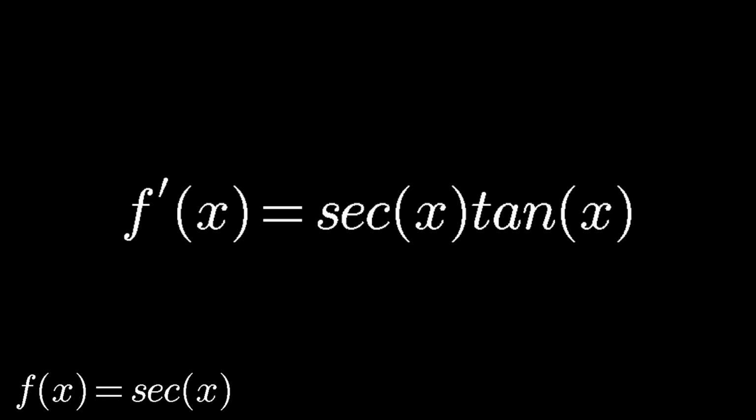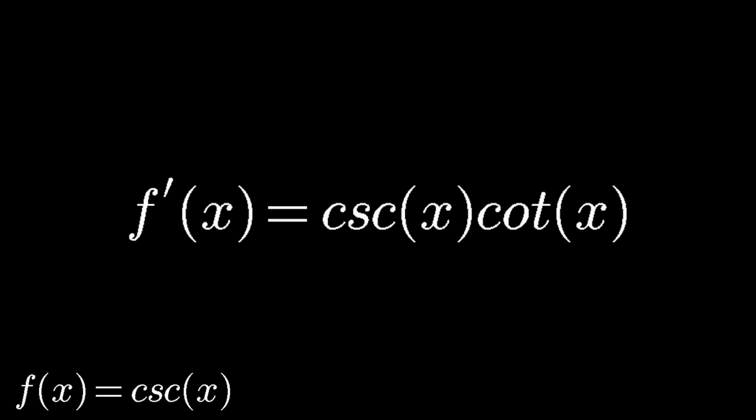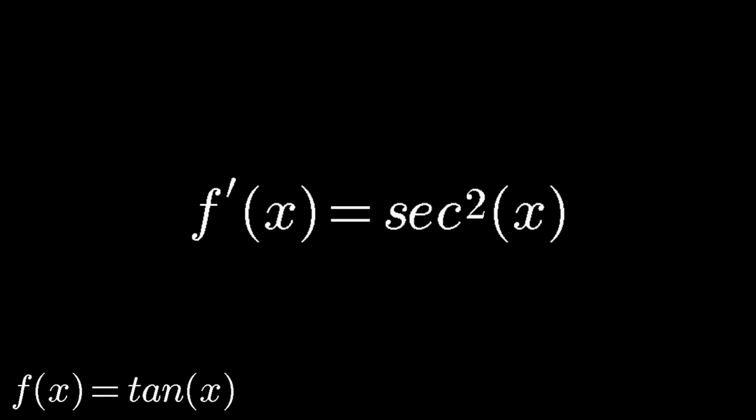The derivative of secant is secant x tangent x, and the derivative of cosecant is cosecant x cotangent x. Also, the derivative of tan x is secant squared x. You can prove these both pretty easily, but it's easier to just memorize and believe it, kind of like church.